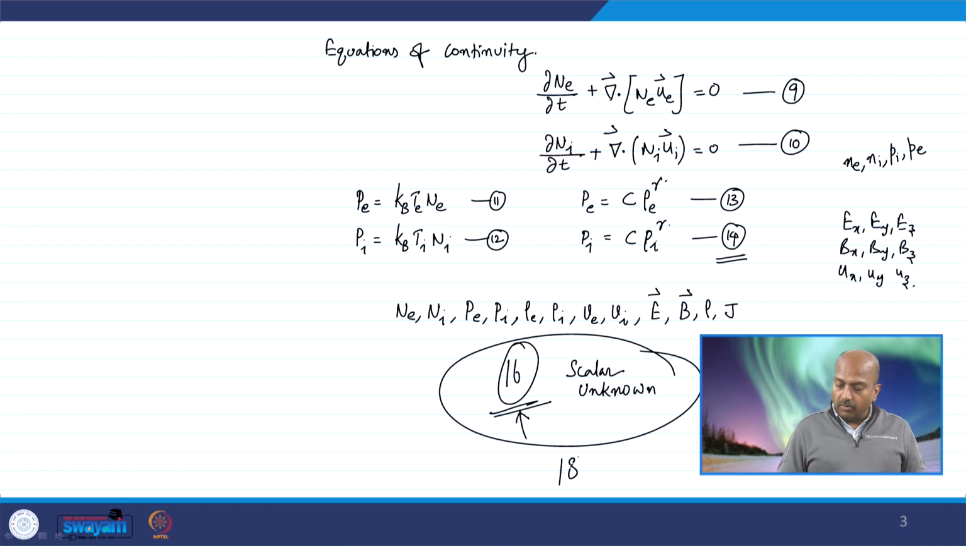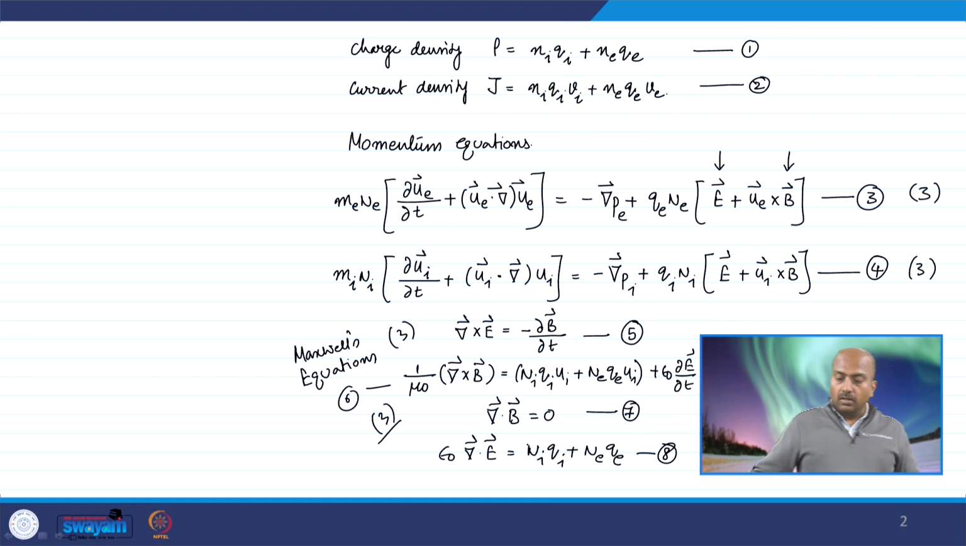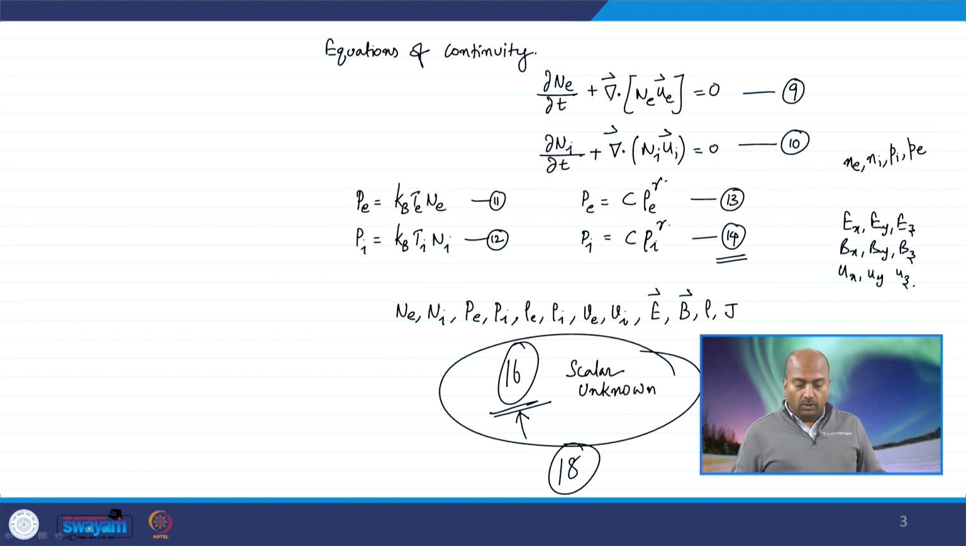And the total number of equations are 18. How do we get 18? We can see this is a 3 component equation, right? So you have to take 3 vector equations, and you have the other equations, which are the del dot B and del dot E, and then you have the equation of state and the continuity equation. So there is a mismatch between the number of equations and the number of scalar unknowns. We have 2 additional equations.